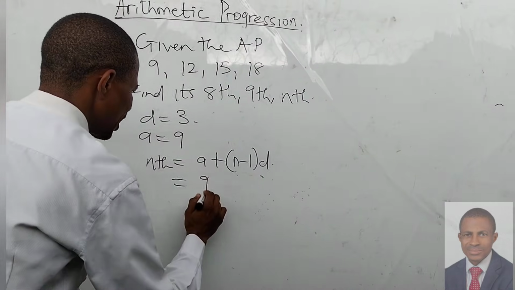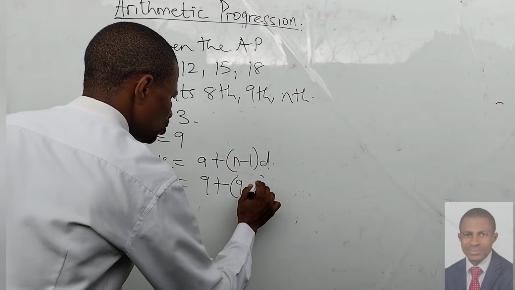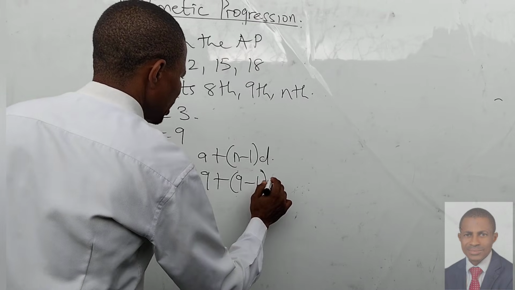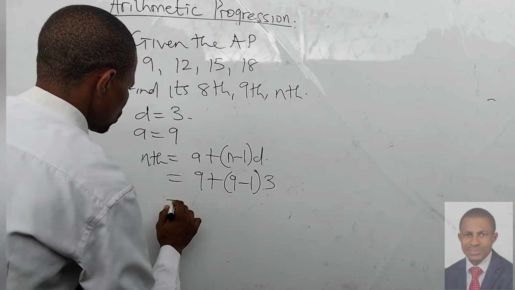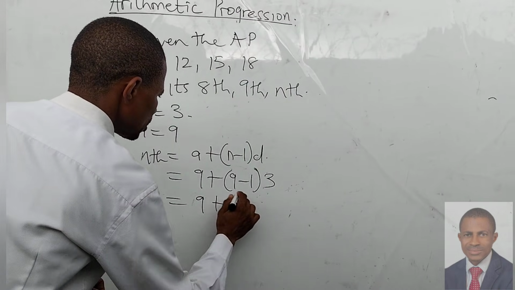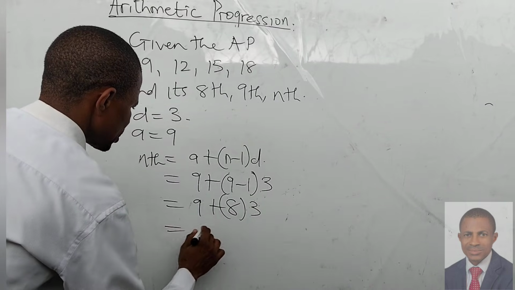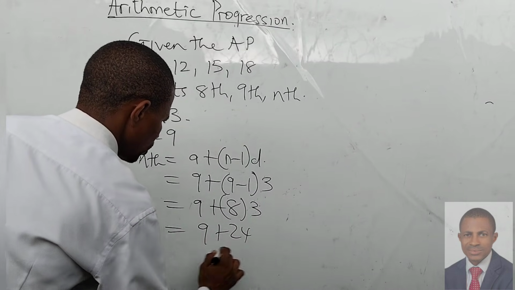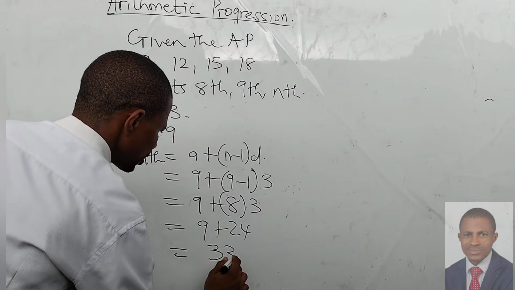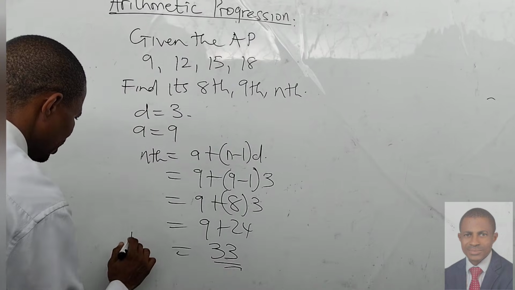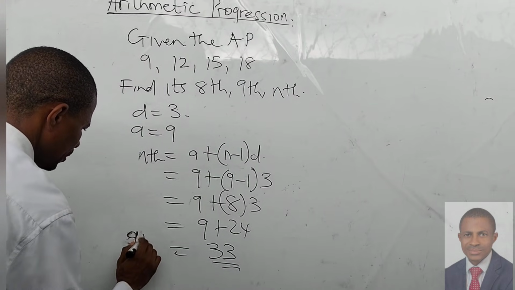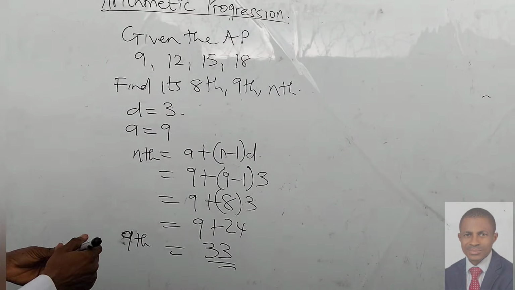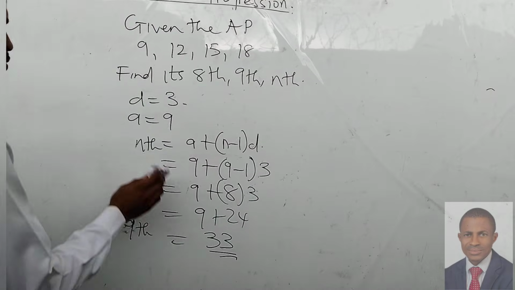The 9th term will be 9 plus open bracket 9 minus 1 close bracket, and the common difference is 3. So we have 9 plus 8 into bracket 3. That's 9 plus 24, and that will give us 33. This becomes our 9th term. Now let's look at the last question, the nth term.